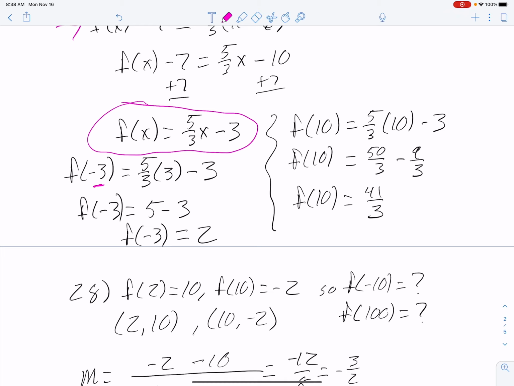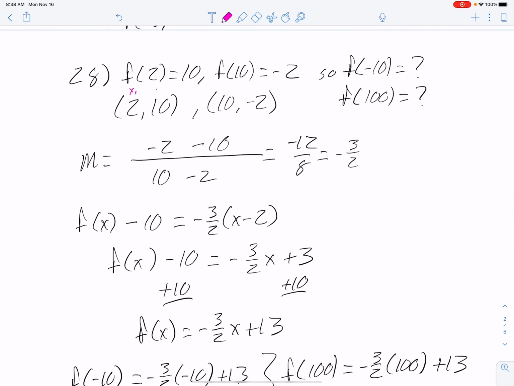And then I substituted in, oh, I made a mistake. I substituted in -3. When I simplify, the 3 and -3 will cancel, leaving me with 5 times -1, so I get -5 minus 3, which is -8. Substitute in 10 for x in the other problem, rewrote my -3 as -9/3, and 50/3 minus 9/3 gets me 41/3.